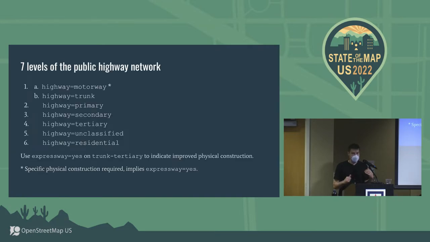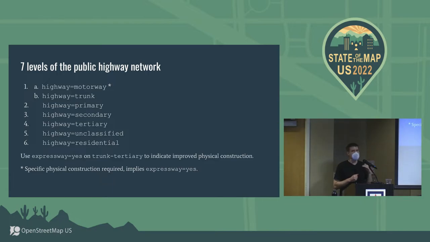So when we look at these highway tag guidelines with their British terms, I find it helpful to really look at these as just labels for a 7-level hierarchy. So the highway motorway tag comes with some very specific physical construction limitations. So it has to be high speed, it has to be divided with controlled interchanges and a bunch of other guidelines.